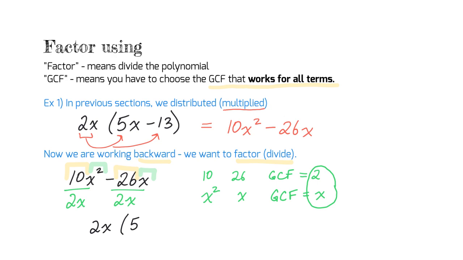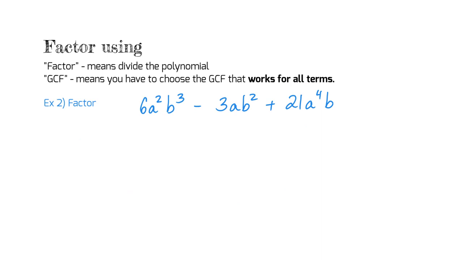X squared over x is x. Minus 26 divided by 2 is 13. X divided by x is 1. And so I'm done. So what we're doing here is finding the GCF of a polynomial and rewriting it as a monomial times a polynomial, meaning we're working backwards to put our polynomial back into brackets. Let's take a look at a more complicated example.